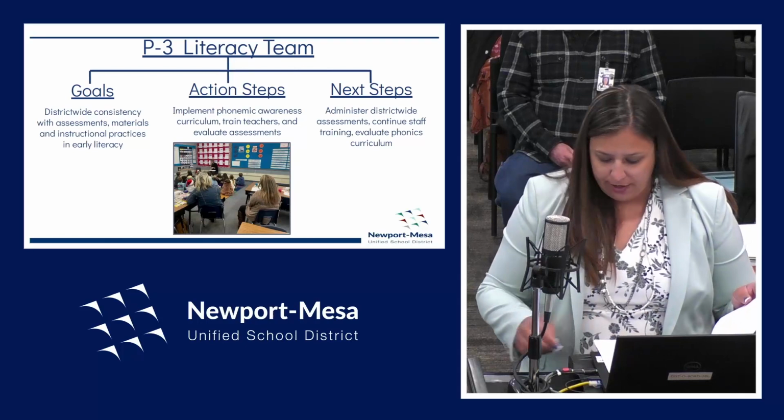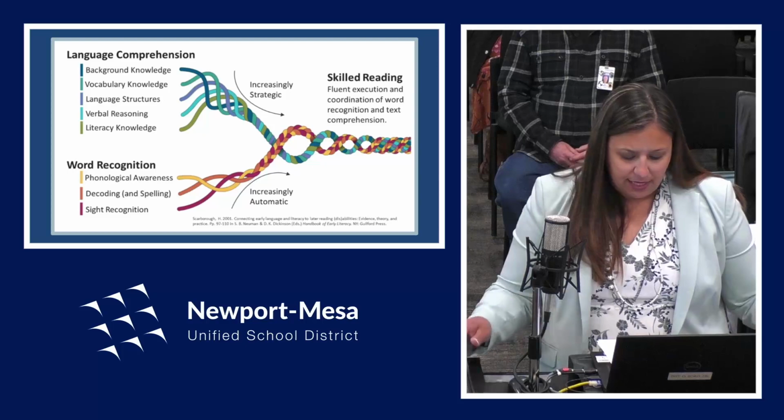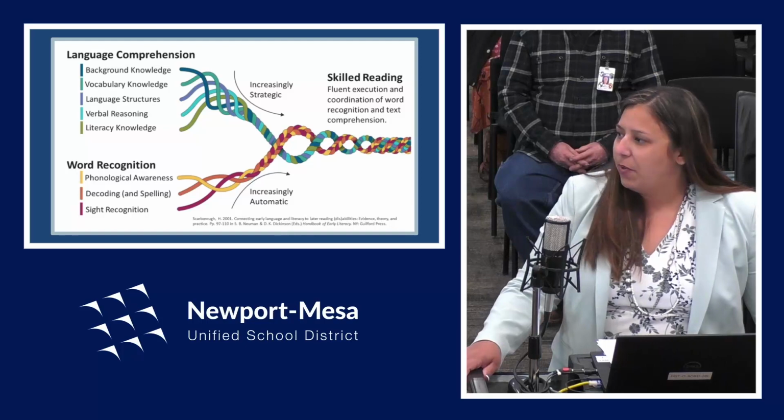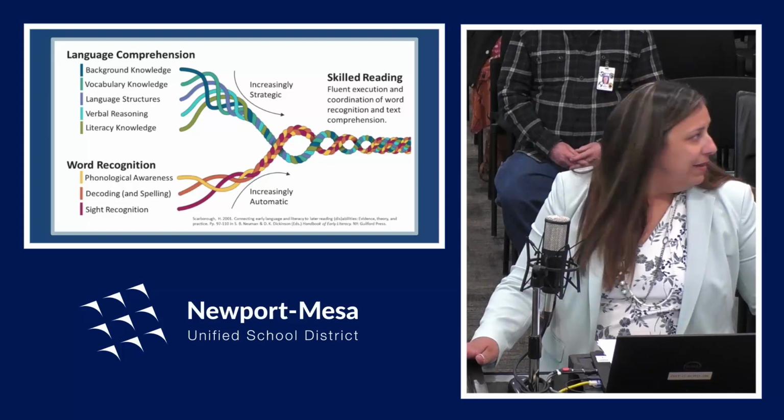And when we say the science of reading, we use this image of Scarborough's rope, and this is a framework for how kids learn to read. So the bottom of the rope, the word level skills, are those early literacy skills that all kids must have in order to learn to read. So these things must be directly taught.